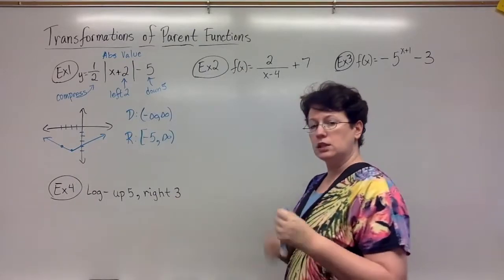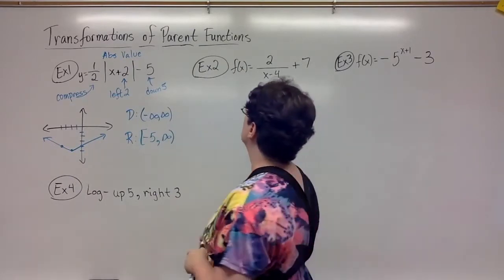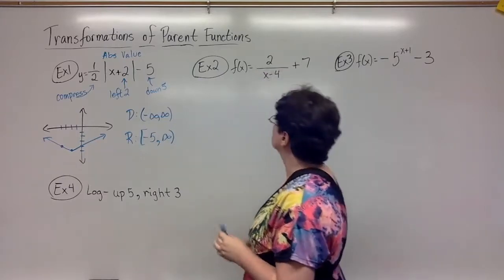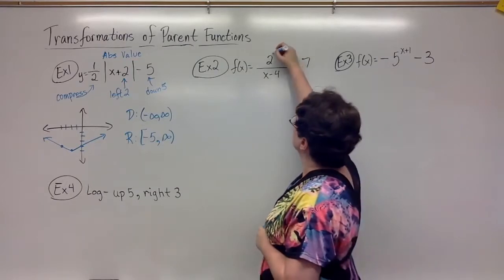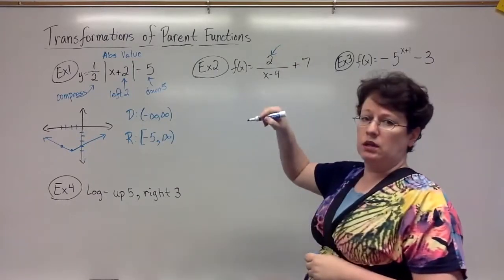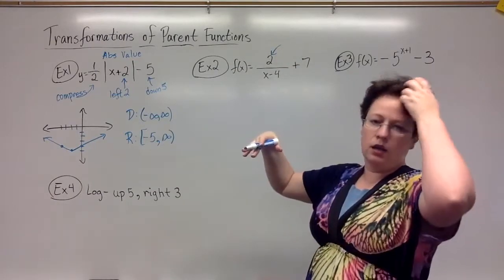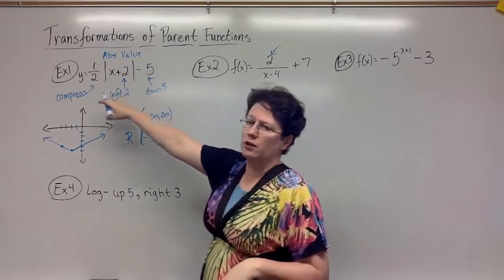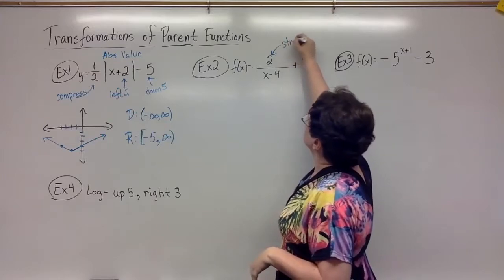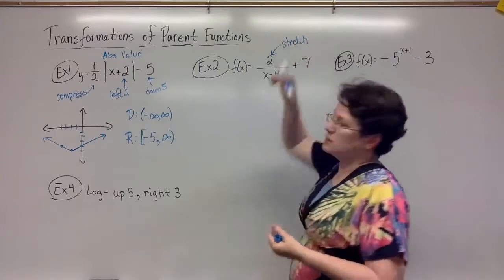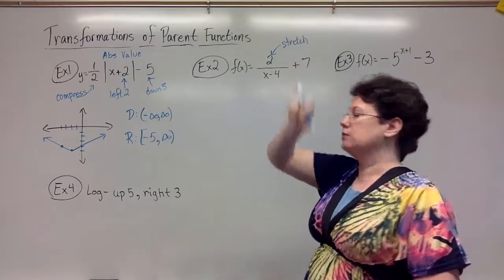Okay? Let's look at example 2. Example 2, first thing, what do my numbers mean? Well, I got this pesky 2, right? What is he doing? He's multiplying. We can think of it as a multiply out front, just like our 1/2. It's a 2, it's a whole number, so that means he's stretching us. He's going to make our graph nice and tall and skinny.